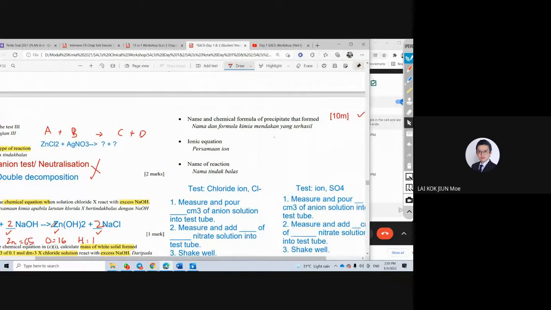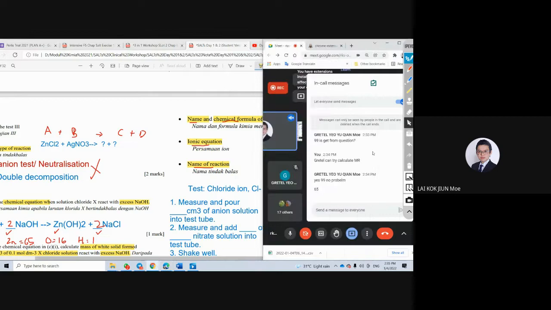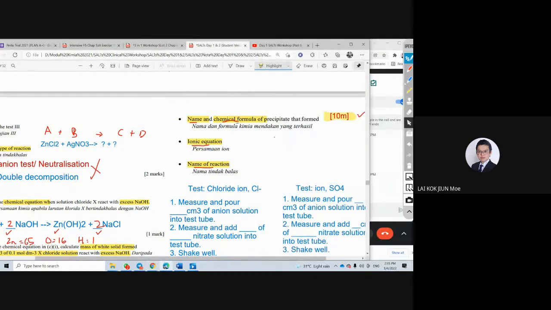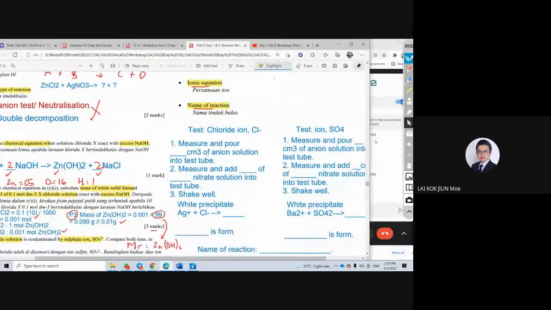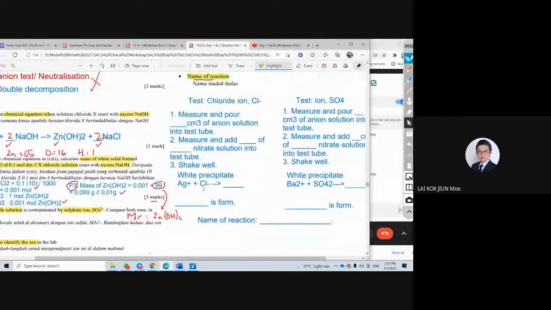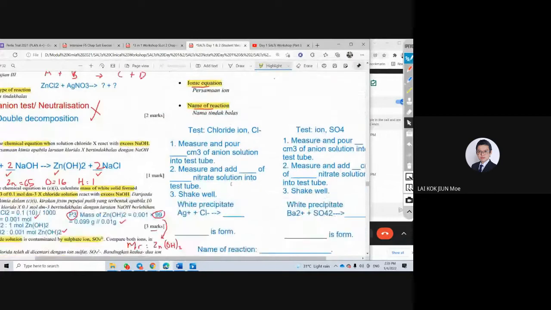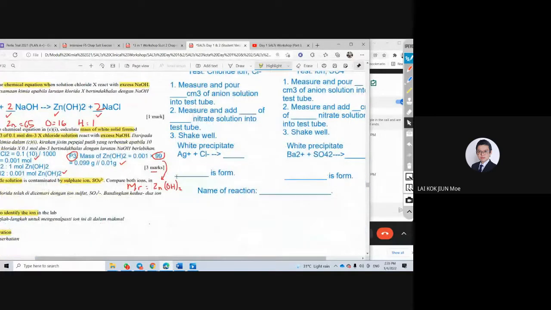So great here, 10 marks, how to write? Name it, how many marks? Ionic equation, how many marks? Reaction name, how many marks? You have to do the pre-analyze before you start giving the answer. Because you have to tackle all 10 marks here, you don't lose any marks. So name the formula of the precipitate formed. How many marks? Criteria: name it. Name the formula for the precipitate formed. So the precipitate formed is here. What is the precipitate formed? Here. So how many marks here?